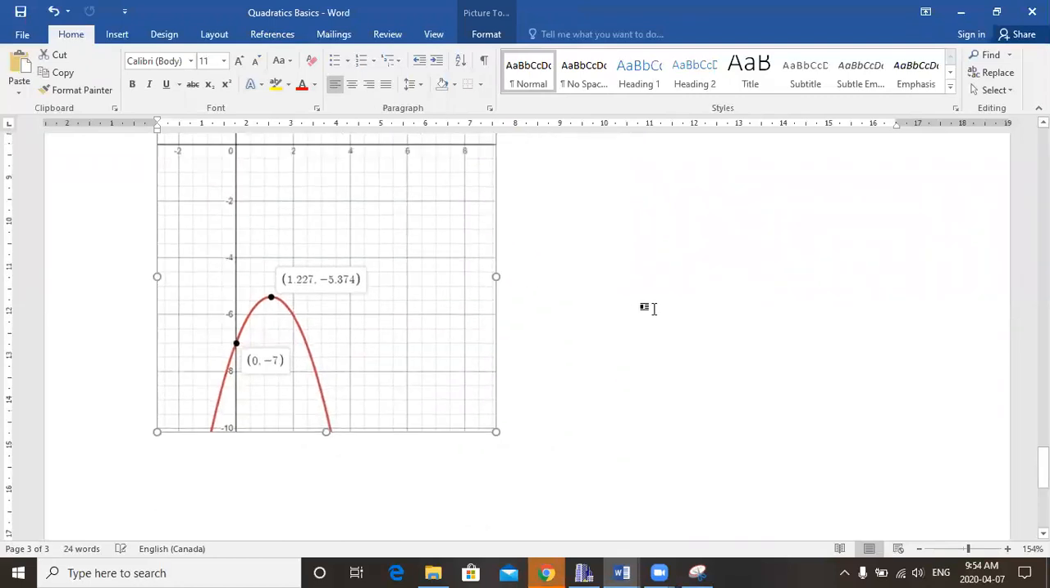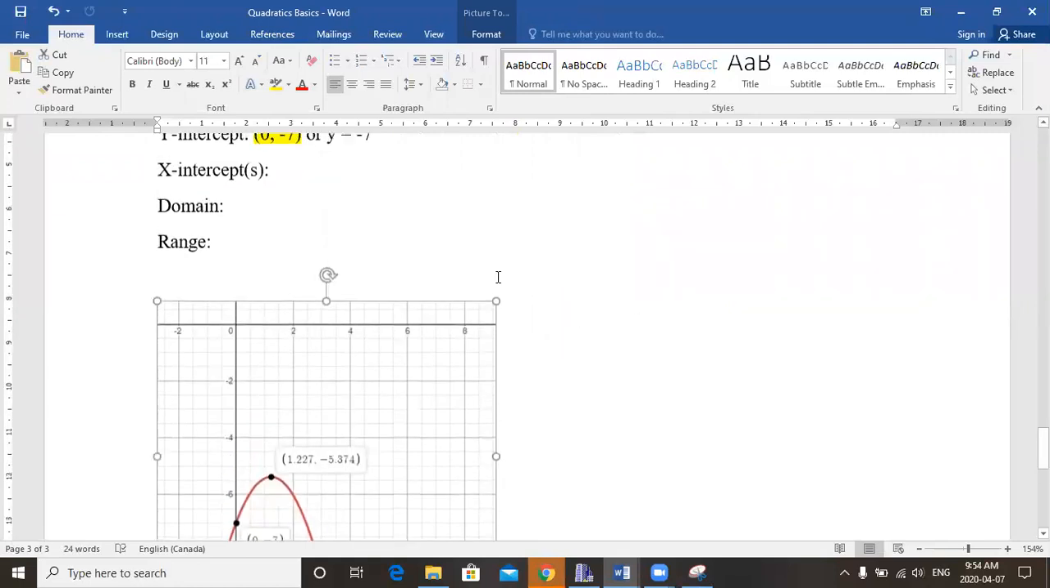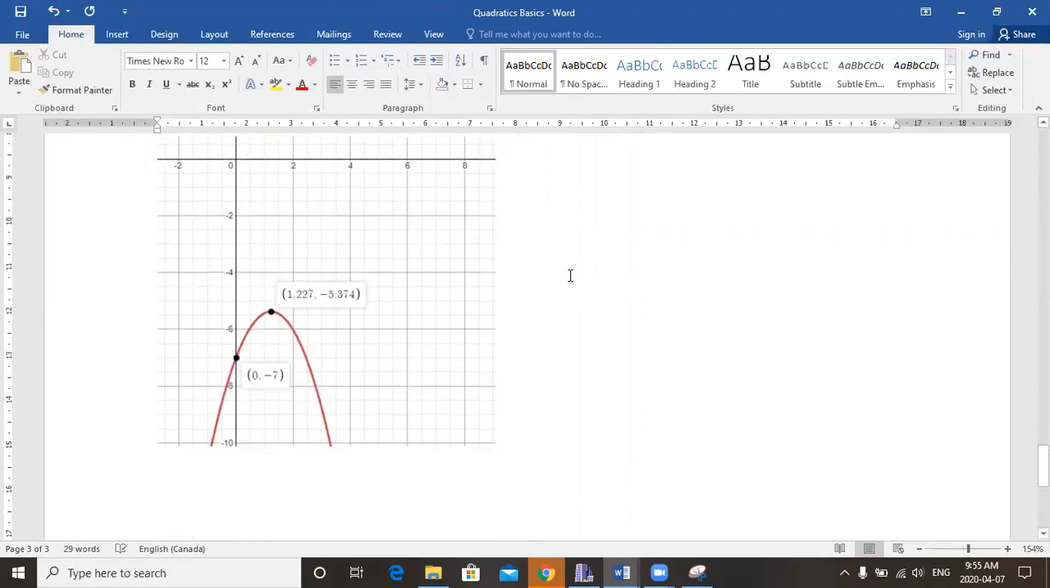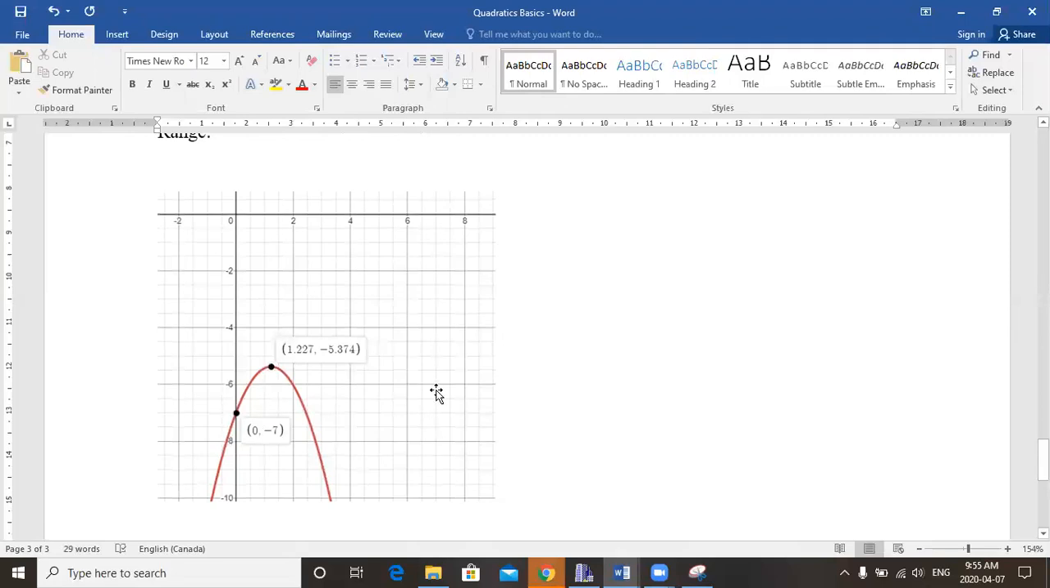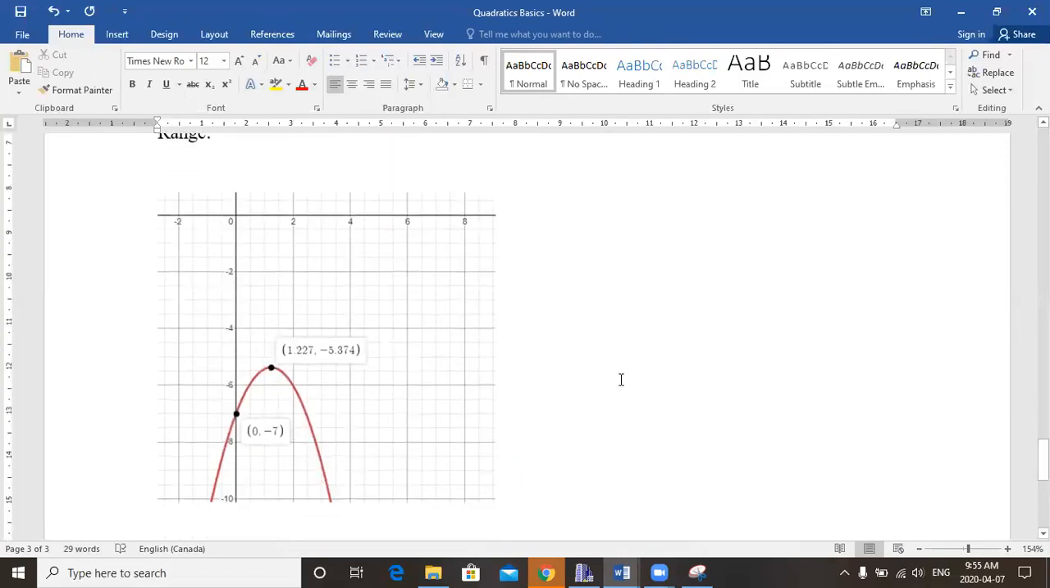So we have our graph. Now notice that this graph does not touch the x-axis, so there are no x-intercepts, so there'd be none. This means there are no real roots. Remember, roots is another name for an x-intercept. Okay, so there are no x-intercepts. The y-intercept is 0, -7. We clicked on it, but we also knew that because we knew this value of c was -7.